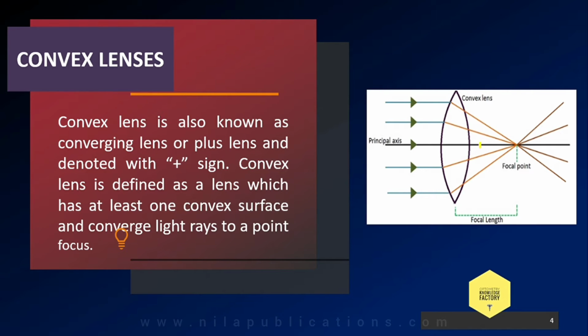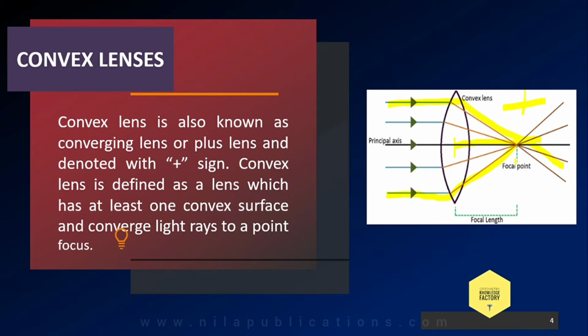Convex lenses convert the light rays to a point focus, so a convex lens is also known as a converging lens. We also call a convex lens a plus lens. Do you know the reason? According to sign convention, all distances measured from optical center to the right side of the lens are positive. A convex lens forms its image on the right side and has a positive focal length, so it is also called a plus lens.